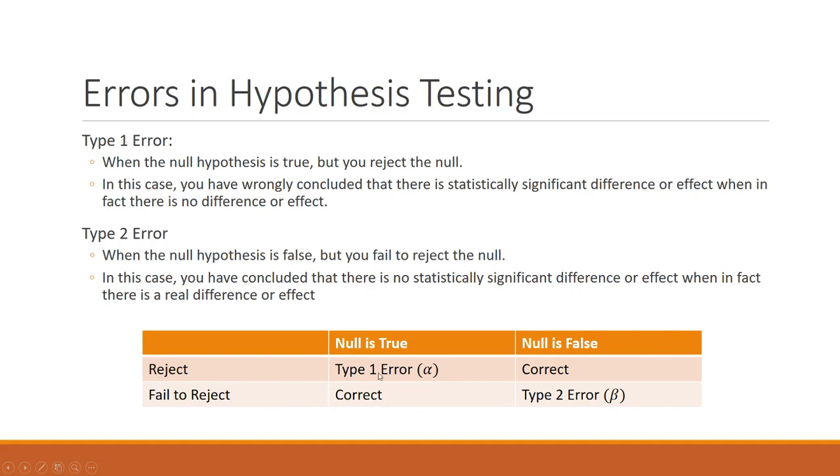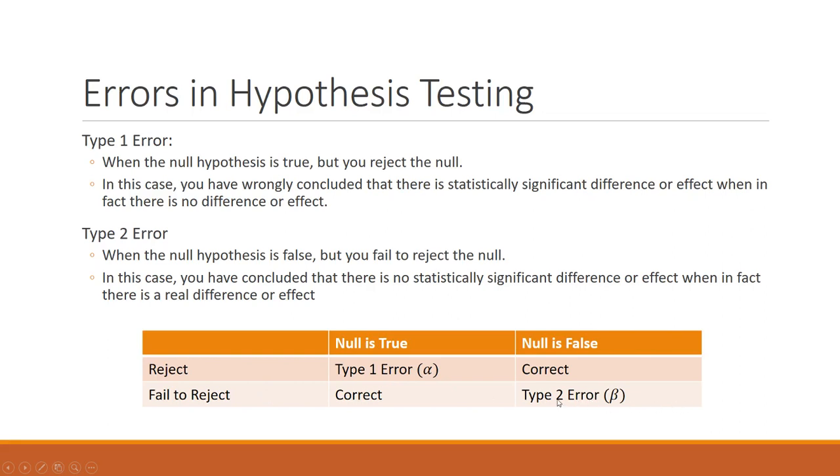But there's two possibilities of error. Type 1 error is when we reject the null, but the null is true. Rejecting the null means that we believe that we have evidence to suggest that the null is false, and so we reject the null hypothesis. But in fact, the null is true. So this is a type 1 error.